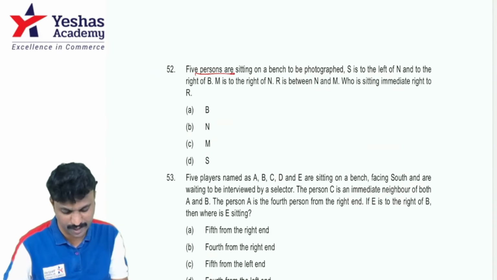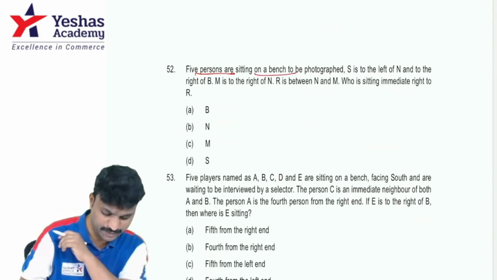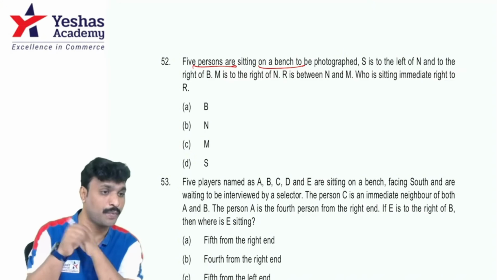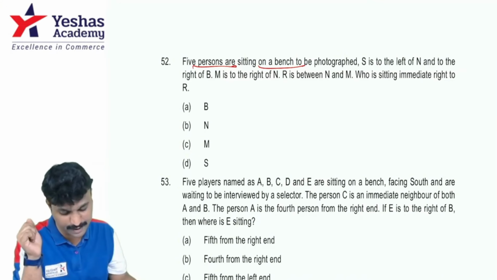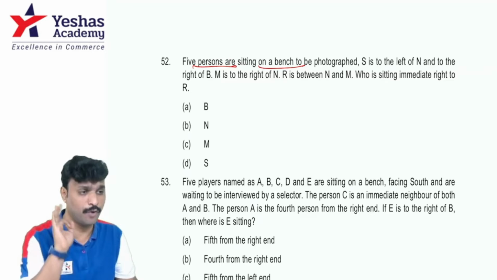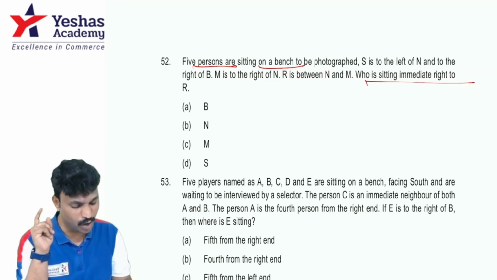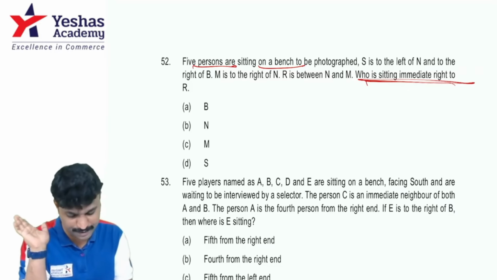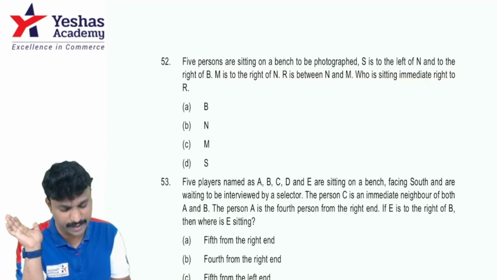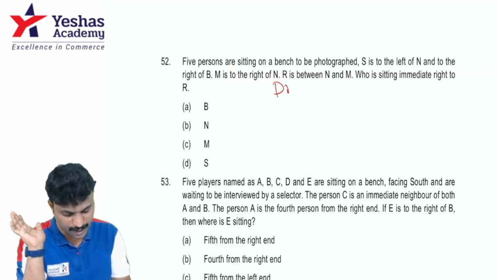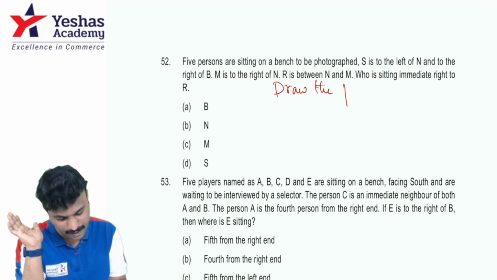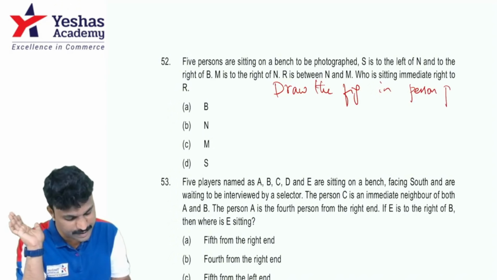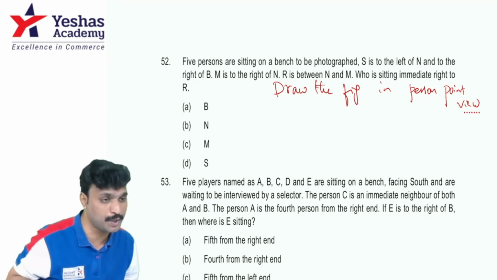52nd question. Guys, this question we have solved in the class. Even in the marathon video this question is there. 5 persons are sitting on a bench to be photographed. For photograph questions, I told you, see in what point of view the question is asked. Who is sitting immediate right of R? With respect to a person they have asked. So you need not draw the figure in the observer's point of view. Draw the figure in the person's point of view only, where right is right and left is left, no changes whatsoever.